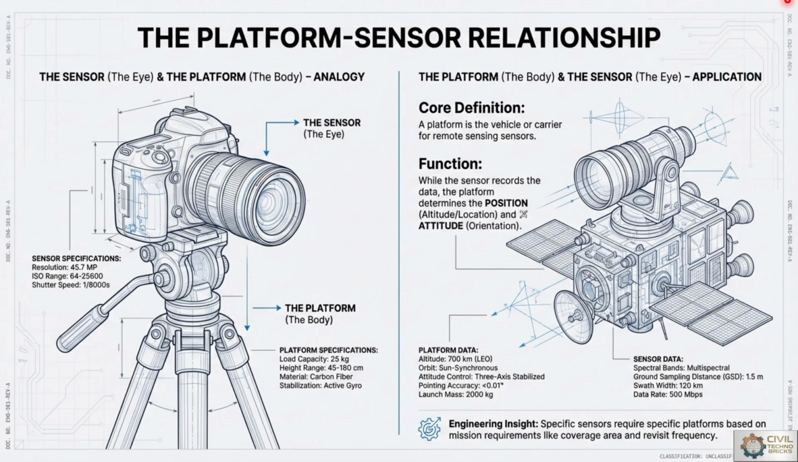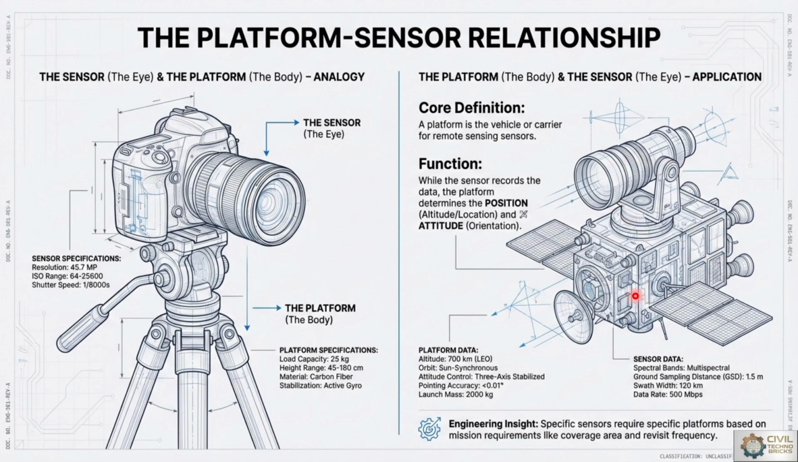Here, the sensor and the platform are related with reference to the eye and the body. With reference to that eye and body, we have to collect the data. Now, remote sensing platforms are nothing but the vehicles or structures used to carry sensors for acquiring information or data about the earth's surface, just like these two figures. Here the platform is the vehicle or carrier for remote sensing sensors.